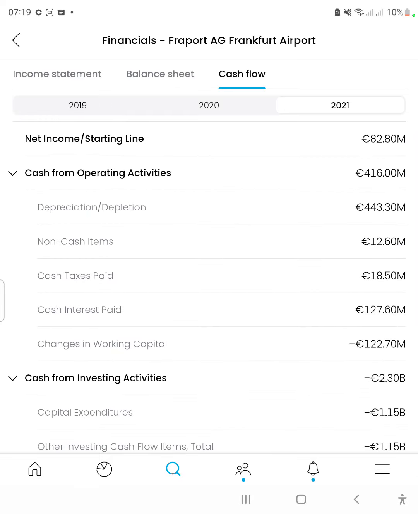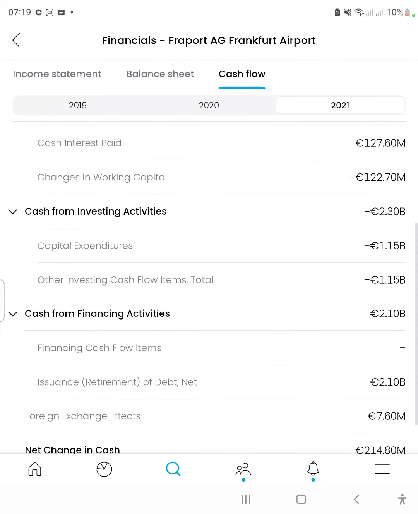So the net income is the starting line of the cash flow statement, which shows that the company made 82 million euros in the 2021 financial year as net income, and cash from operating activities was 416 million euros. The cash from investing activities was negative 2.3 billion euros, but let's see how it got that negative figure.